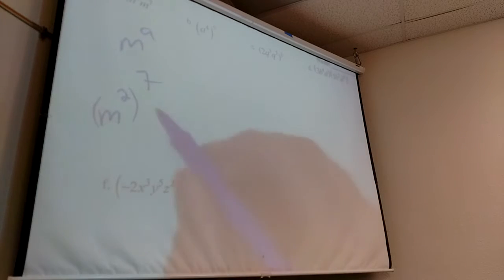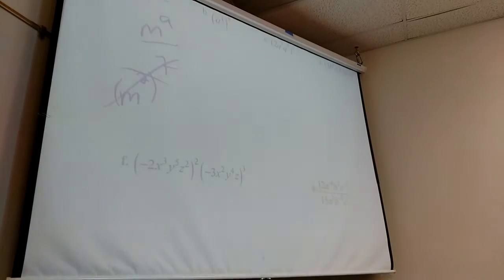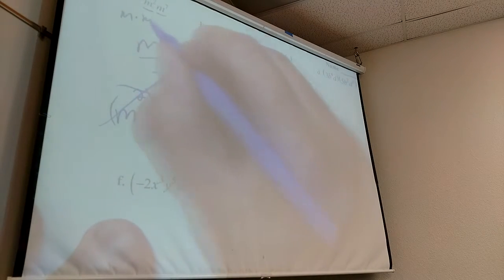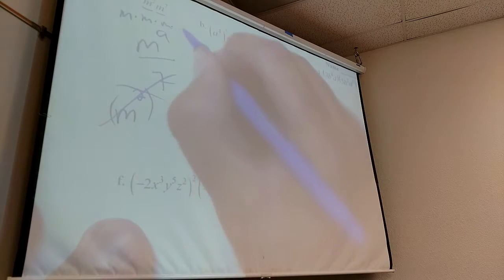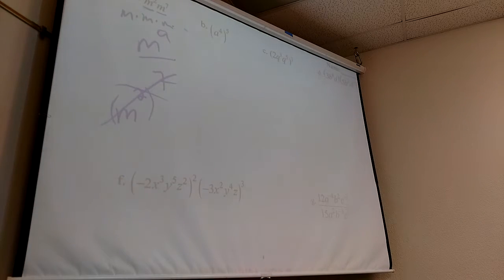Careful. Well, how would I make it 14? It would have to be m squared to the 7th power, right? That would be 7 groups of 2 m's. That would be 14 m's. This is 2 m's next to 7 m's, which is 9 m's in a string, right? What does m squared look like? m times m. What does m to the 7th look like? m times m and so on. So how many would there be total in the string? 9 of them.